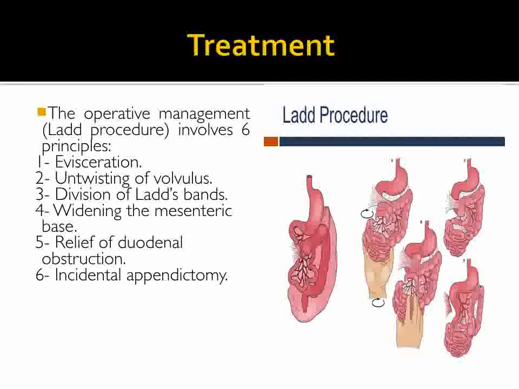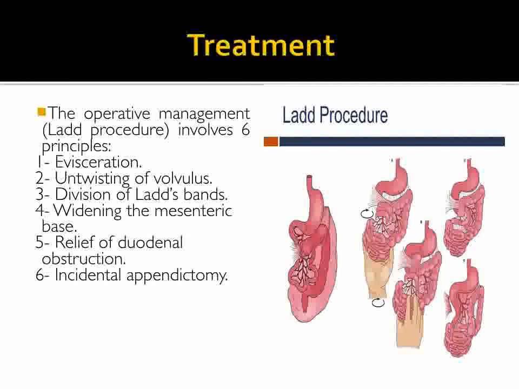Okay, after that we will do widening of the mesenteric base. As was said, the base of the mesentery is the part between the duodenojejunal junction and the cecum. In case of malrotation, because the cecum is close to the duodenum, the base of the mesentery is very narrow. This narrow base of mesentery makes the intestine liable to rotation, and this rotation will result in volvulus. Okay, to prevent this rotation and volvulus, we will do widening of the base of the mesentery.